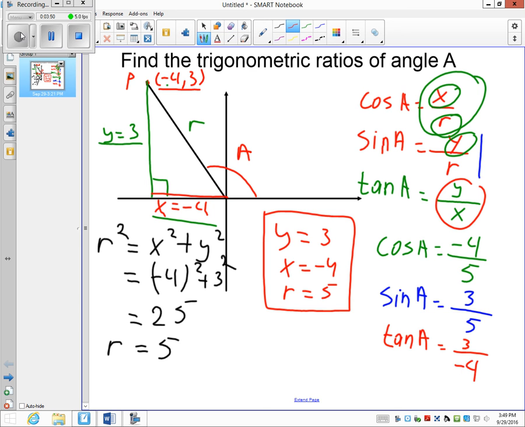All right, what do we notice here? We notice that the signs of cosine and tangent ratios are negative, as we expected, because in this second quadrant only the sine ratio is positive. Cosine and tangent are negative, and here we go, both of those ratios are negative, whereas sine is positive. Hope this was helpful, and this is the end of this video.